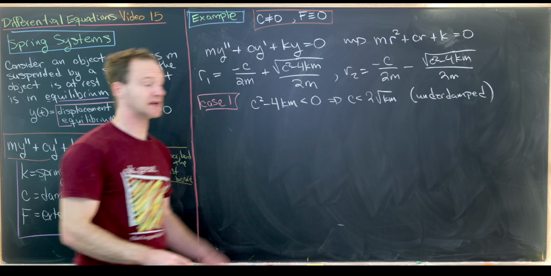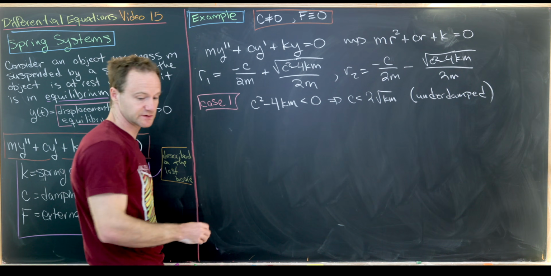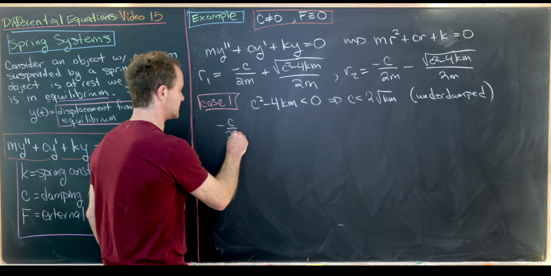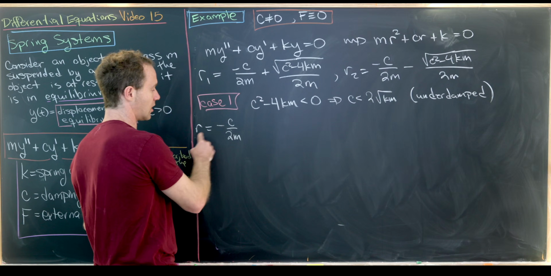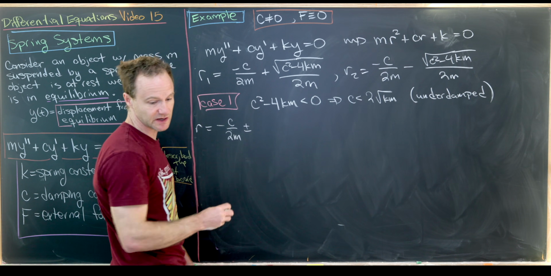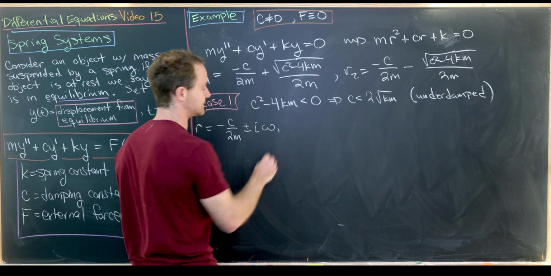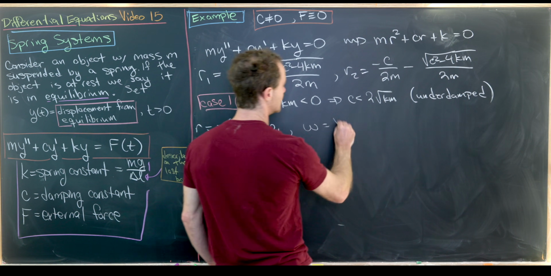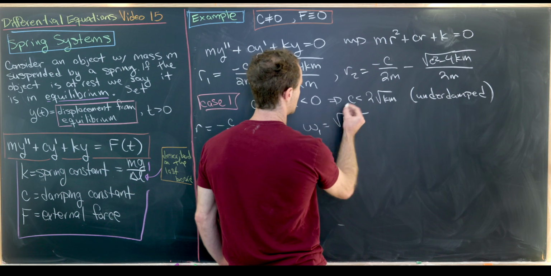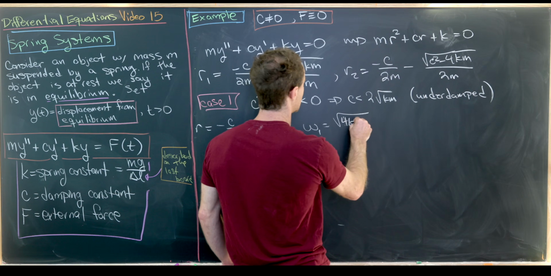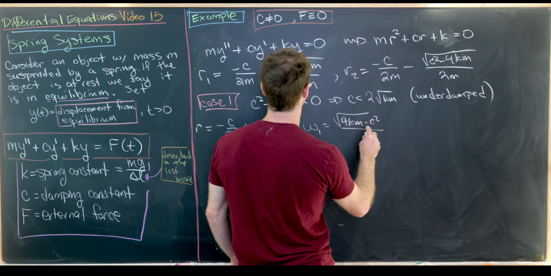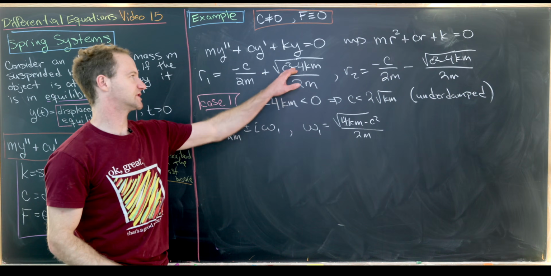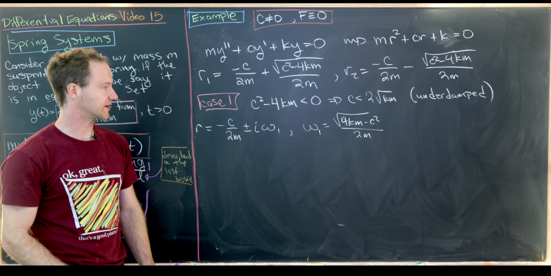And also, like I said, this has complex conjugate roots, and those roots are of the form r is equal to minus c over 2m plus or minus i times omega 1, where omega 1 is equal to the square root of 4km minus c squared over 2m, where I use this i to switch the order of subtraction right here.